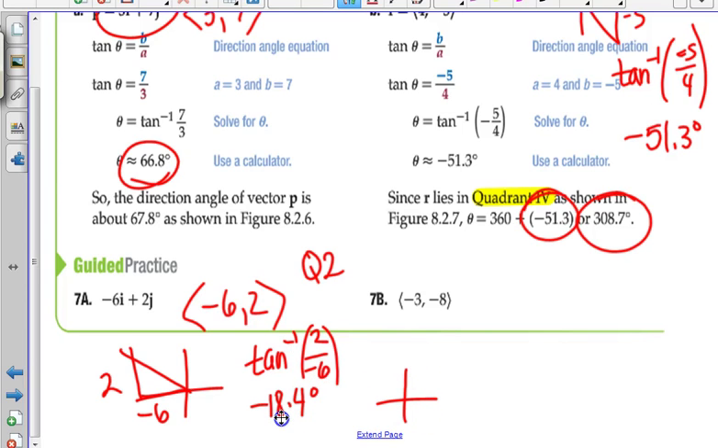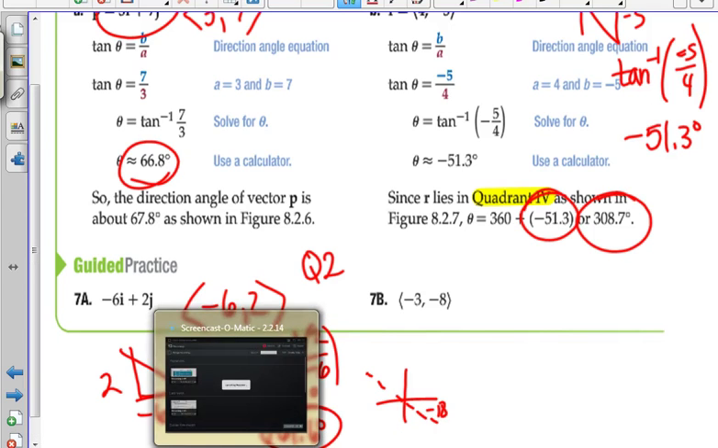How are we going to say, oh, that should have been in quadrant 2? If they think we're down here 18, we're really over here, how are we going to do that? Just add 180. Just add 180 because we need a quadrant 2 answer. So negative 18.4 plus 180 is 161.6 degrees. Okay? That's off the positive x-axis, and it's in quadrant 2.